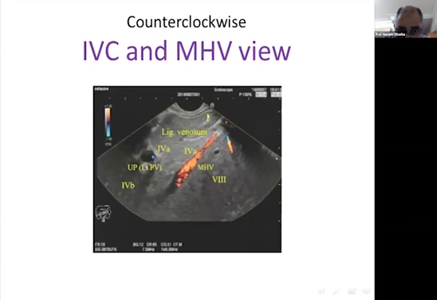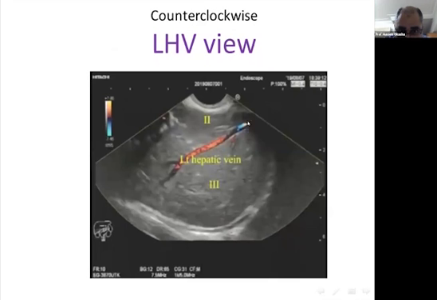And this is segment 1, which is the caudate lobe, segment 4A between the ligamentum venosum and the middle hepatic vein, and segment 8 below the middle hepatic vein. And this is the umbilical portion of the left portal vein. And deep to the left portal vein is segment 4B. And this is the last view which you saw in the previous video, which is the left hepatic vein separating segment 2 from segment 3.